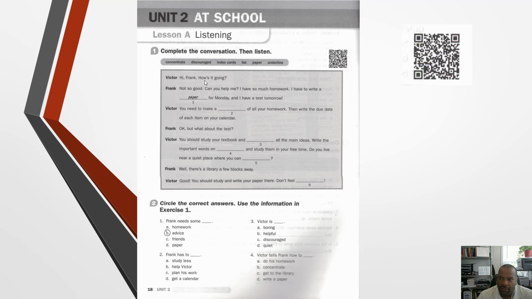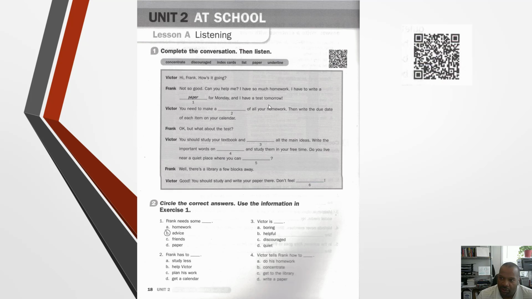All right, so before we listen, let's look at the words in our word box here. All right, in our word oval. The first word is concentrate. Concentrate. Second word here is discouraged. Discouraged. The next two words are index cards. Index cards. The next word is list. List. Next one is paper. Paper. And then the last one is underline. Underline. Okay, so now that we know how to pronounce these words, we can practice these words.